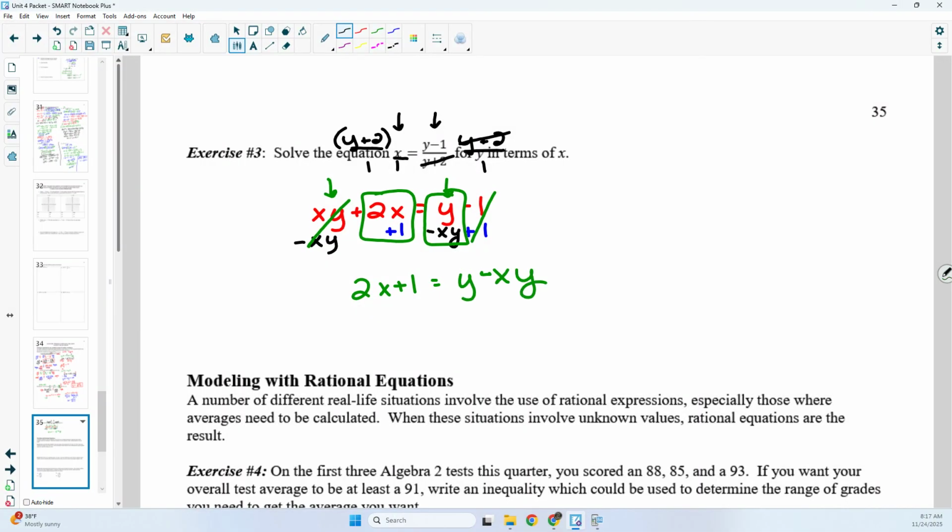So now that my y's are together, I factor it out. I divide. And I get 2x plus 1 over 1 minus x.